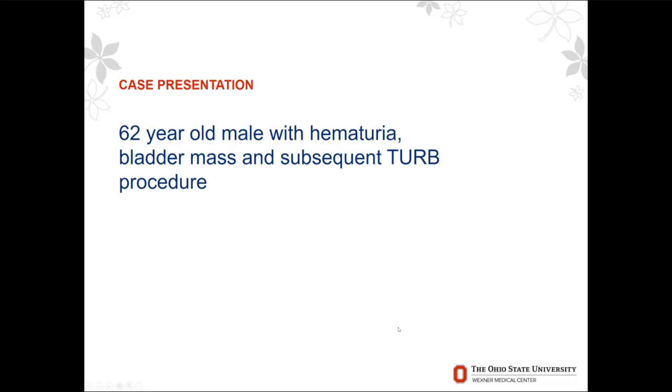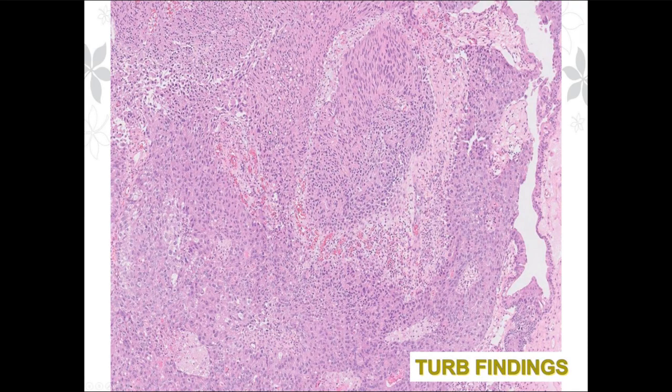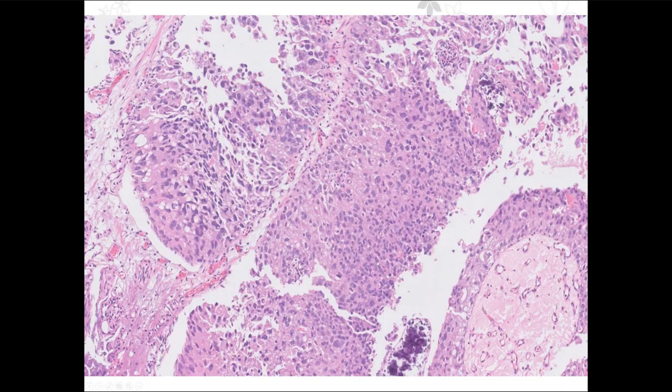So let's do a case. This is a 62-year-old who presented with hematuria and had a bladder mass and was subjected to a TURB procedure. So you look at this tumor, almost looks like cystitis cystica with high-grade urothelial carcinoma. If you look at higher power, this looks like urothelial cancer.